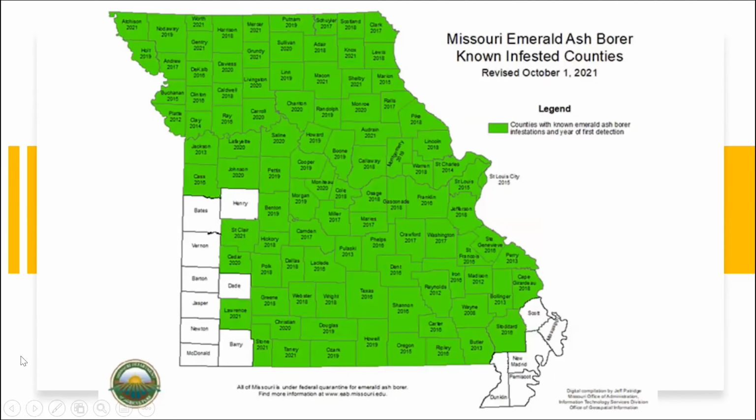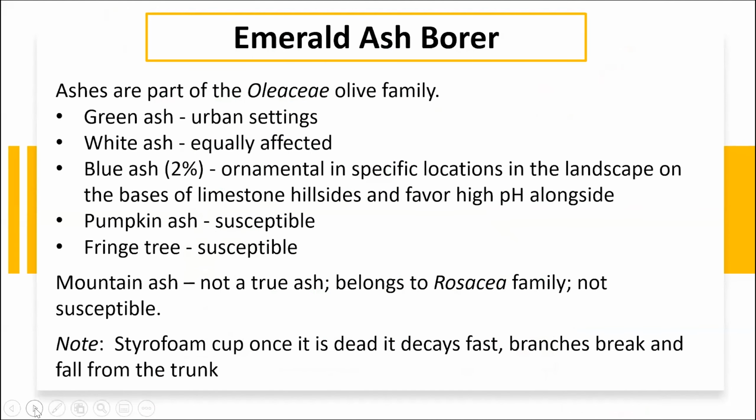This is where the emerald ash borer is located across the state. Notice this is from October of 21, so it's pretty recent. There's only a few counties where we don't have this insect in the state. So the question really was, are all ash varieties going to be susceptible to emerald ash borer? And essentially, if you look up under USDA APHIS, most all of them are going to be susceptible in some fashion.